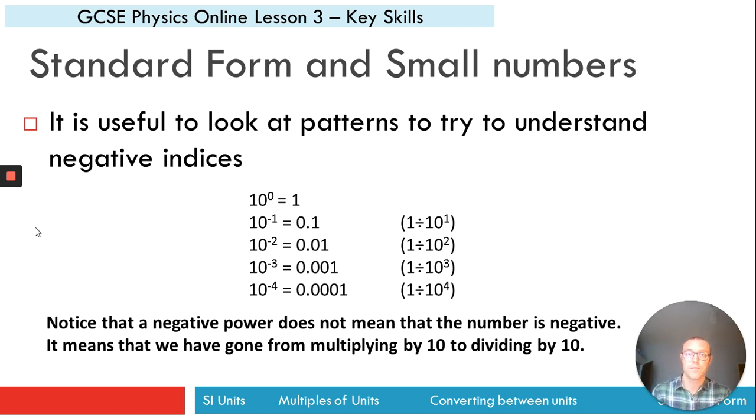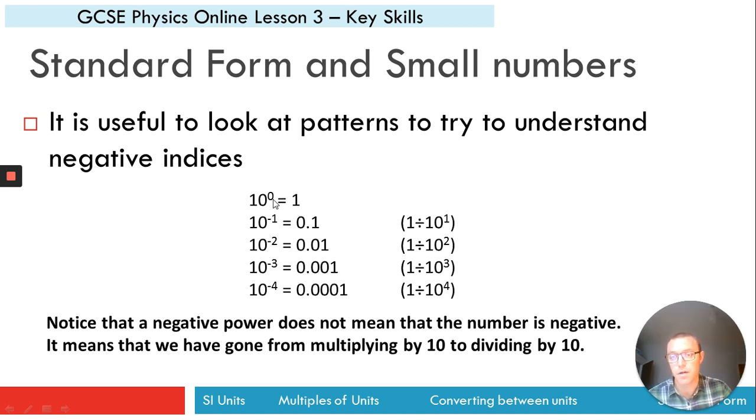Okay, we're now going to see how to use standard form for very small numbers, and then we're going to do some examples. You're going to do some examples. We've got another couple of worked ones, and then you're going to do some examples. So for small numbers, we need to look at negative powers of 10.